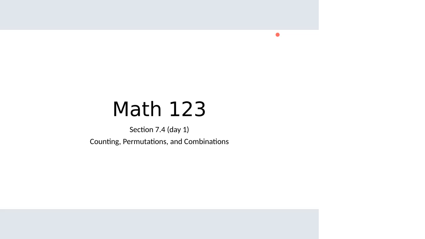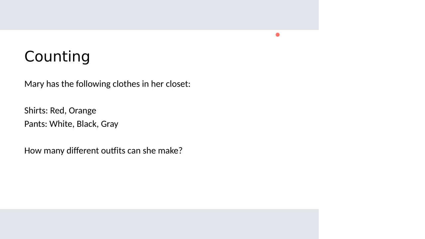Counting permutations and combinations. First, we'll start off with counting and the idea that Mary has the following clothes in her closet. For shirts, she has a red and an orange. For pants, she has white, black, and gray. And the question here is, how many different outfits could she make?